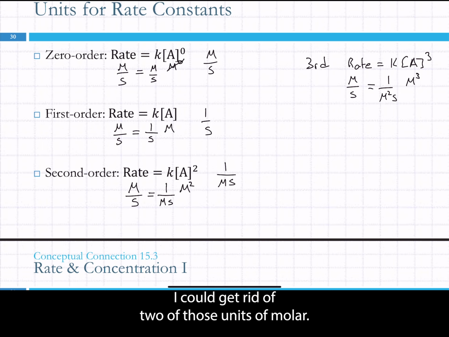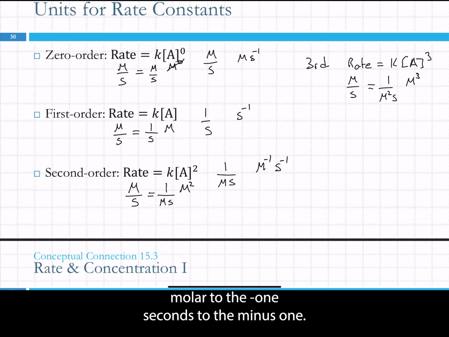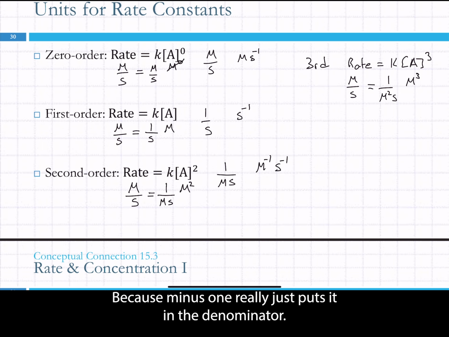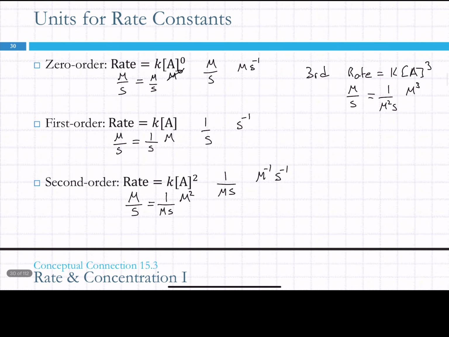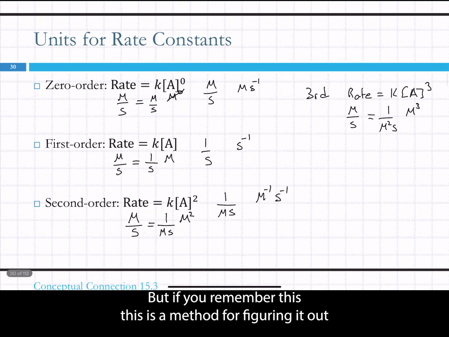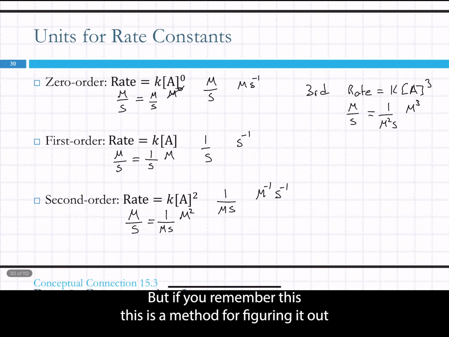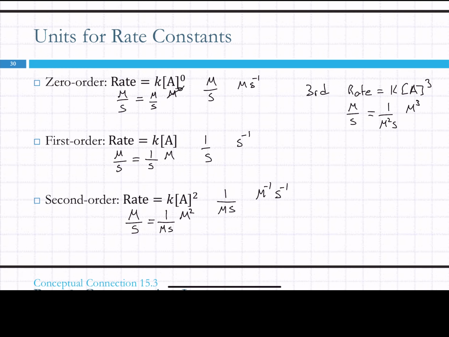I got to get rid of 2 of those units of molar. So it's molar squared seconds. You'll also see these written as molar seconds to the -1, seconds to the -1, molar to the -1, seconds to the -1, because -1 really just puts it in the denominator. Cool. So again, you can just memorize them, but if you remember this method, you can figure it out every time.